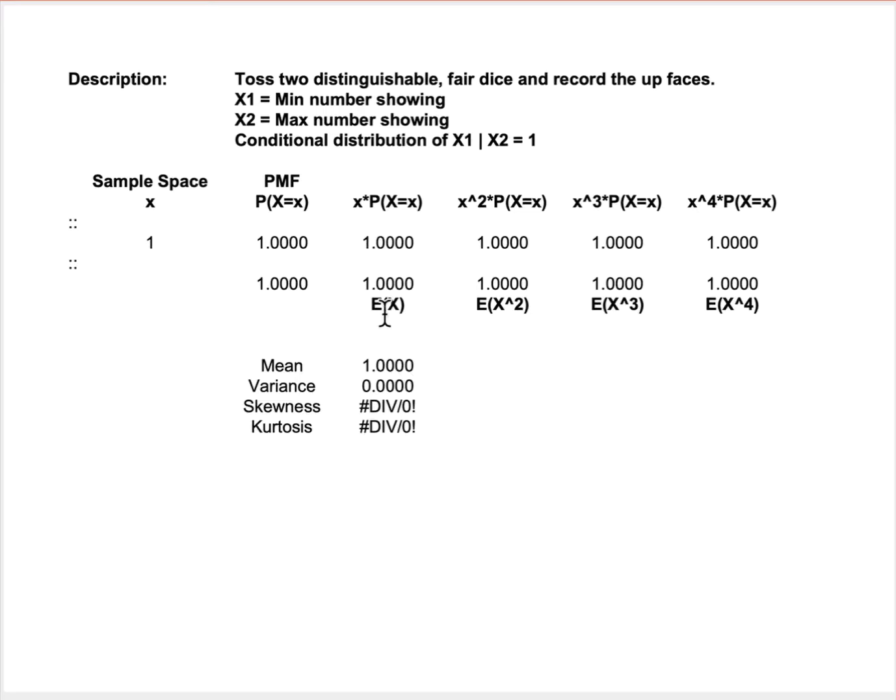Now this one's fairly straightforward and fairly boring, right? There's only one value in the sample space of x1, given that x2 is equal to 1. And notice that the variance is 0, which it has to be because it's a degenerate distribution. There's only one value in its sample space. Because the variance is 0, the skewness and the kurtosis are not defined.